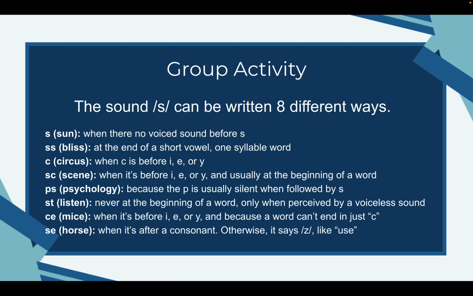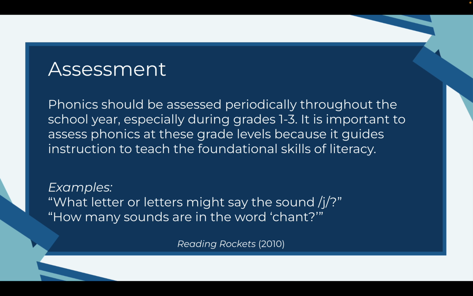The sound S can be written 8 different ways in the English language. For example, if I have 2 S's, it's because it's at the end of a one-syllable word with a short vowel. Or you might see CE when it's before I, E, or Y, and because a word can't end in just C. So this is an example of how we have 250 different graphemes for all the sounds in the English language, which makes it particularly difficult for language learning students, which is why phonics instruction is so important.